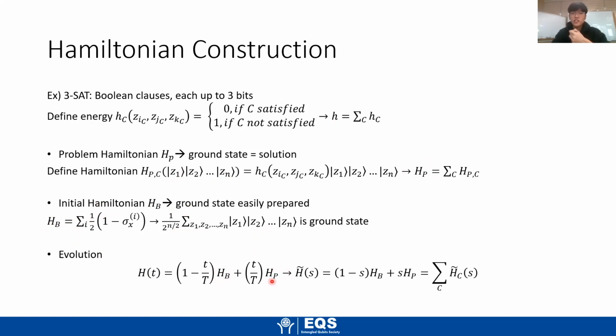And in this paper, they decided to choose this type of evolution. So basically, we linearly change from H_B to H_P. And we can write this in terms of s as follows. And since we can write each of the H_P and H_B as a sum of some Hamiltonian terms on each clause, then we can write the entire Hamiltonian as a sum of Hamiltonians for each clause. So this is one example of how we can construct a Hamiltonian in order to use the adiabatic evolution to our advantage.